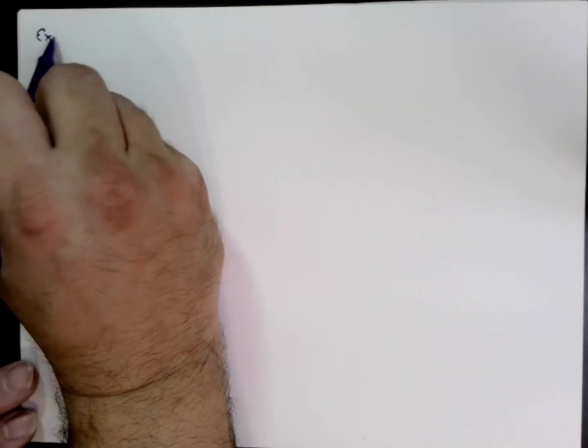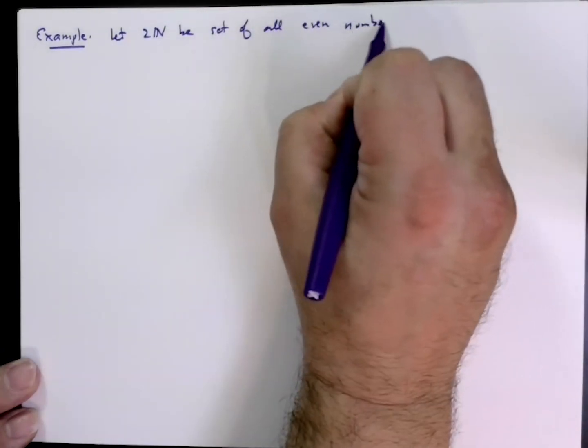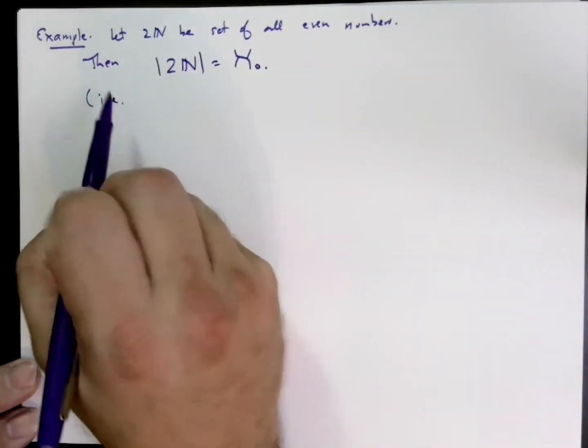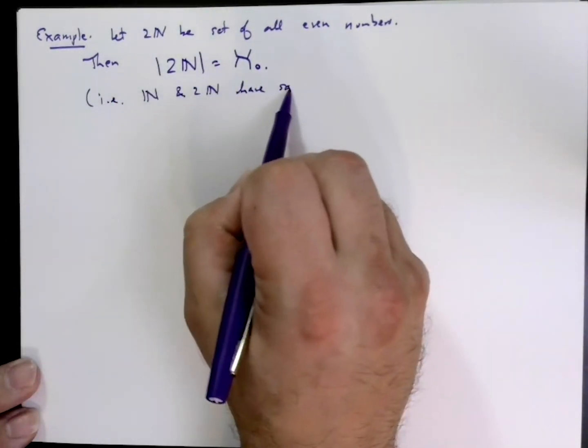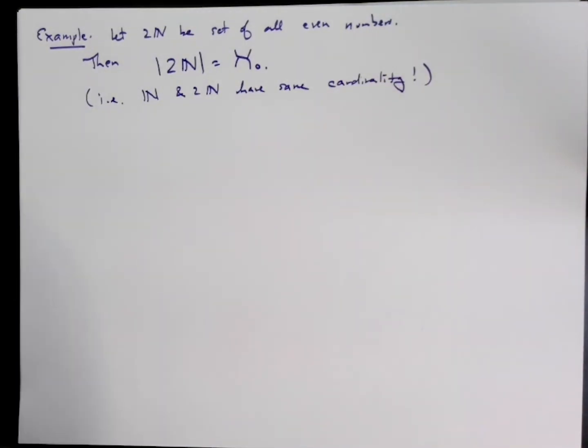Now we're going to show a couple of results. We will first show that the even natural numbers have the same cardinality as the natural numbers. And we will also show that the integers have the same cardinality as the natural numbers. In particular, this means that each of these sets is countable.